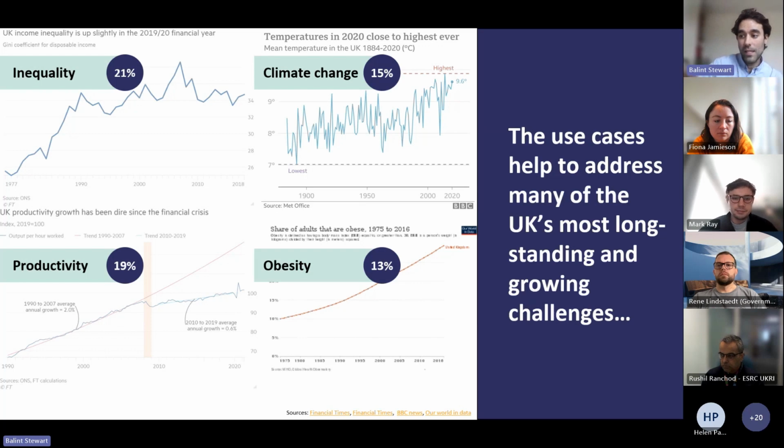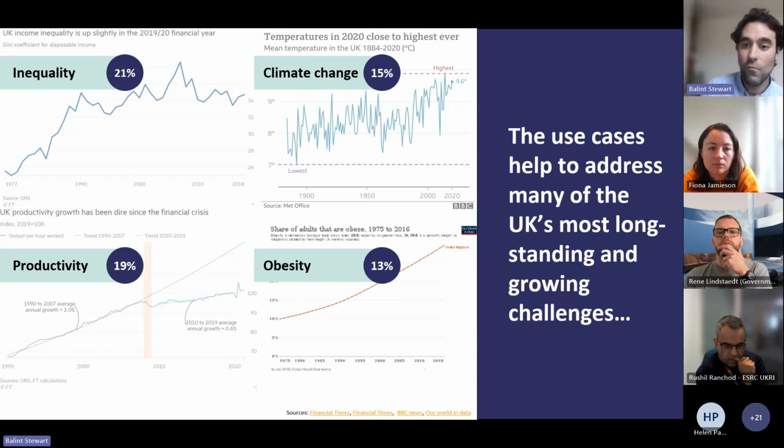There's the productivity paradox, which is also shown on the bottom left here. One fifth of use cases looked at productivity. And this is really the problem of rising productivity since the 1990s, suddenly flatlining since 2008 for reasons that remain mysterious. And finally, obesity. Again, this is a problem that's been rising in the UK since the 1970s and really doesn't show any sign of flatlining, not just in the United Kingdom, but globally.